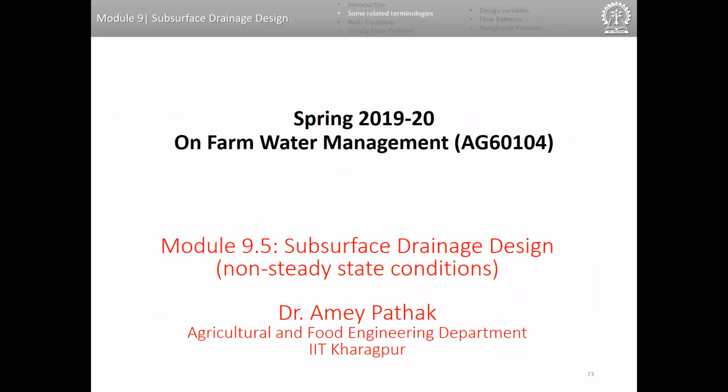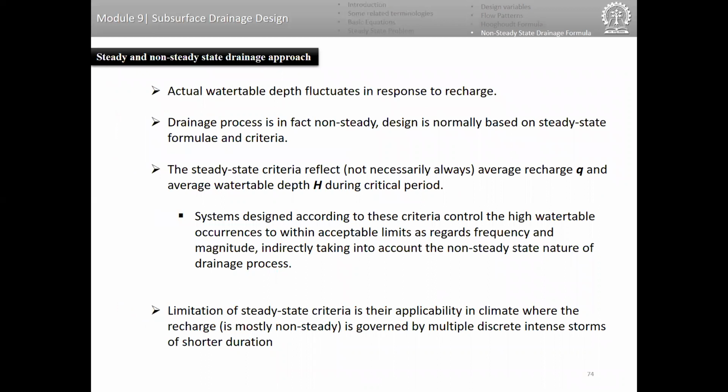Now in today's class, we are going to see the non-steady state condition. But let's first have a discussion on the steady versus non-steady state approach. We know that crop growth and soil workability are related to the actual water table fluctuation in response to whatever recharge is happening.